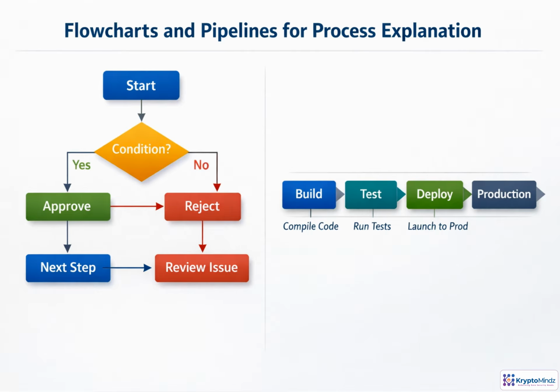When a concept depends on sequence, don't explain it as a paragraph. Turn it into movement. Flowcharts work best when learners must choose between paths, like approve, reject, retry, or escalate. Pipelines work best when the process is linear, like build, test, scan, and deploy. Keep each step action-oriented and label arrows with what changes or passes forward. That helps learners understand not only what happens next, but why it happens.